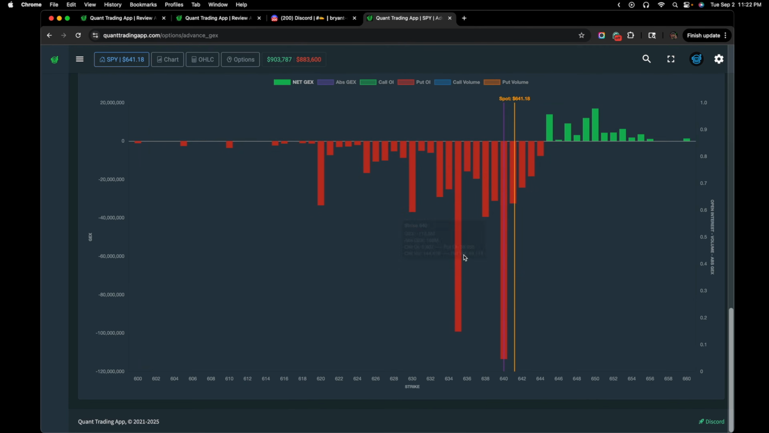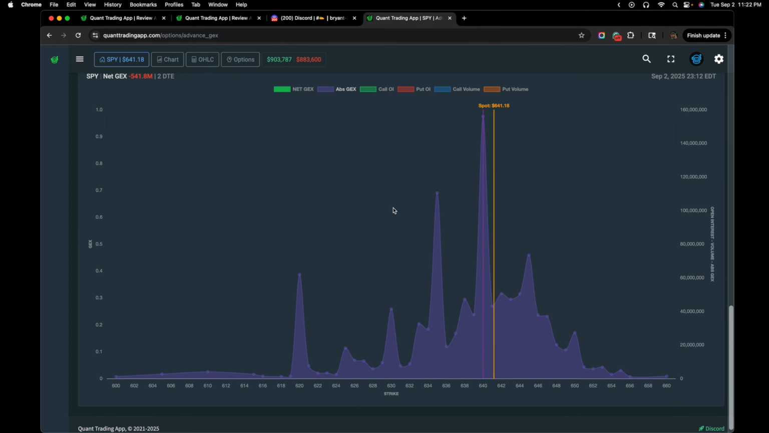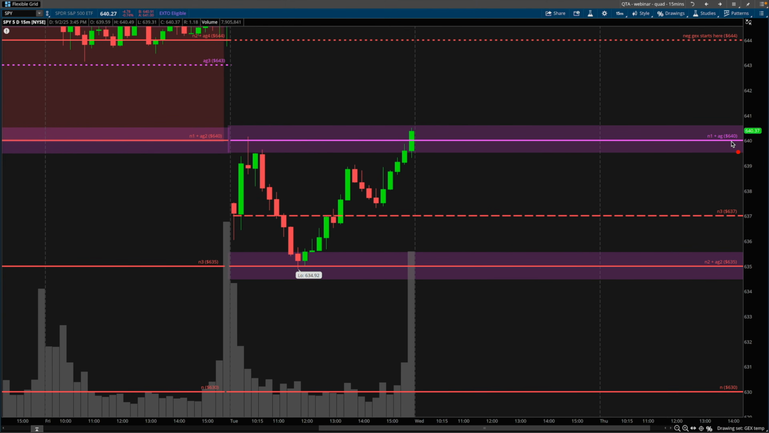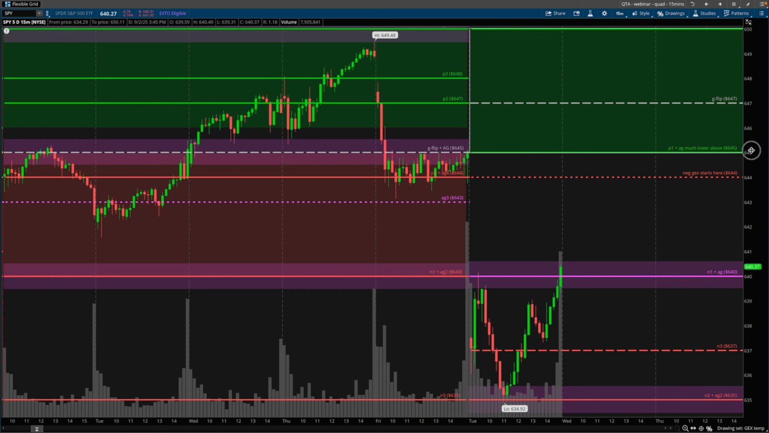So if I turn on the absolute gamma right here, we have a little bit more information regarding what are the levels that we definitely want to be taking notice of and marking on the chart. So for the most part, 640, 635, those are the two most important levels based on that gamma exposure profile. So that's why we see 640, 635. I put this purple rectangle around these levels so that way it does not get lost, in contrast with some of the other levels on the chart.